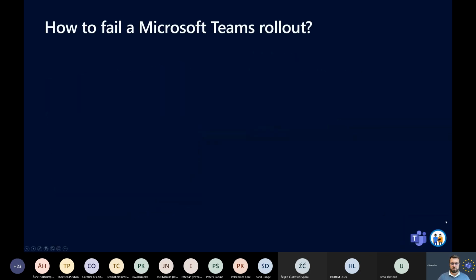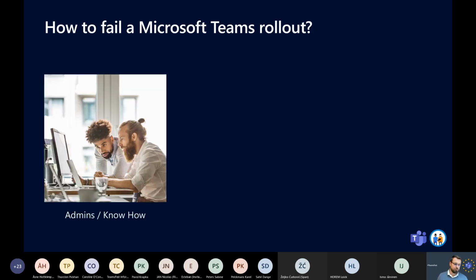The first question is how to fail a Microsoft Teams rollout. And that's pretty easy to answer. You get the wrong or not the right people from the administrative perspective involved. You can say it with know-how or knowledge, but it's also sometimes the resistance of existing admins who work with on-premises infrastructures and they refuse to work with cloud products.